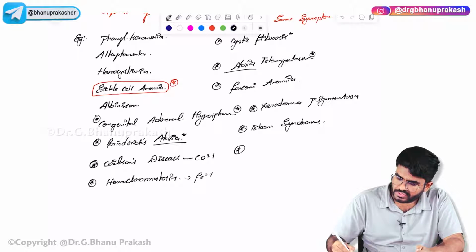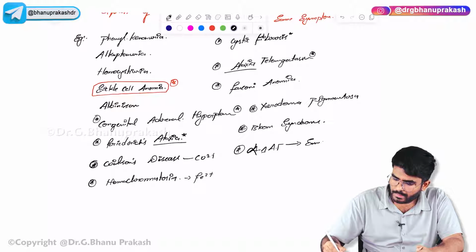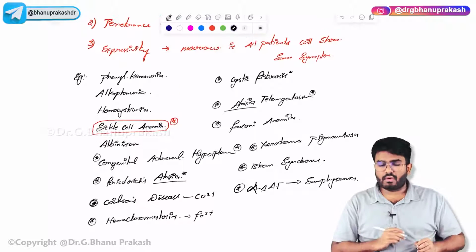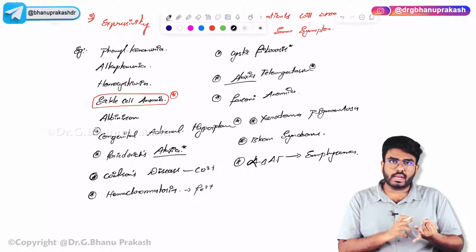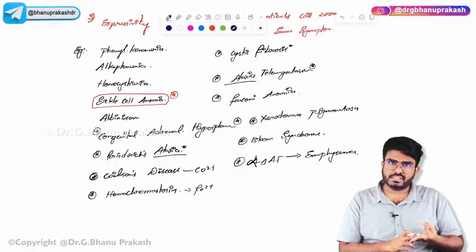Next, alpha-1 antitrypsin deficiency. Alpha-1 antitrypsin deficiency is going to cause emphysema. All of these that I have written here are examples of autosomal recessive conditions. Phenylketonuria, alkaptonuria, homocystinuria, these three things.